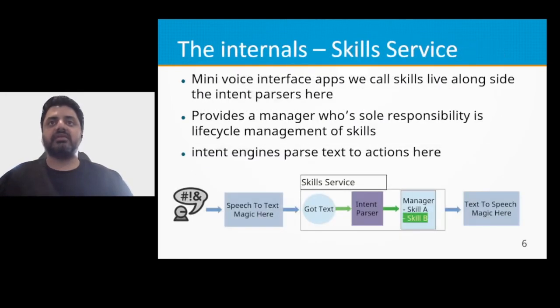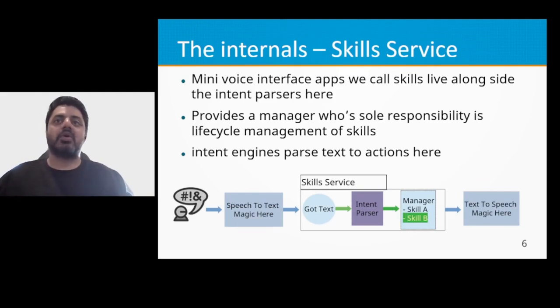The second most important service provided by OVOS Core is our skill service. The skill service is the home to our mini voice interface applications we call Skills. It is also a house to our intent parsers and provides a skill manager interface to manage the lifecycle of our skills from initialization to shutdown. Let's see how the skill service works.